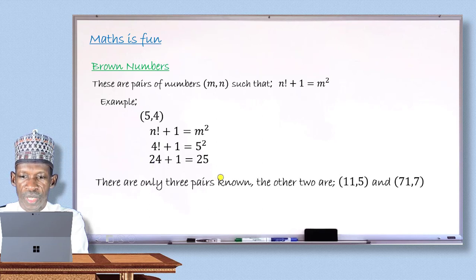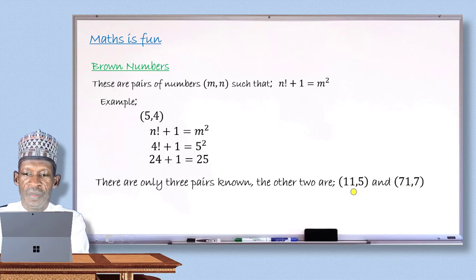Other examples of Brown numbers you have are 11 and 5, 71 and 7. These are other pairs of numbers that are Brown numbers.